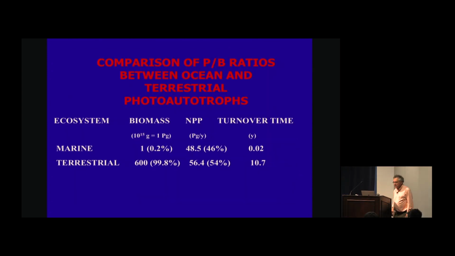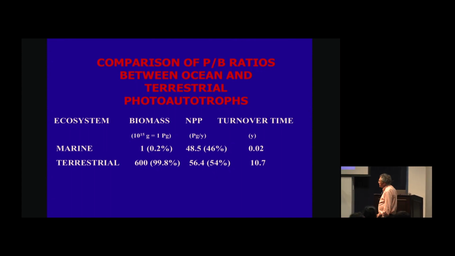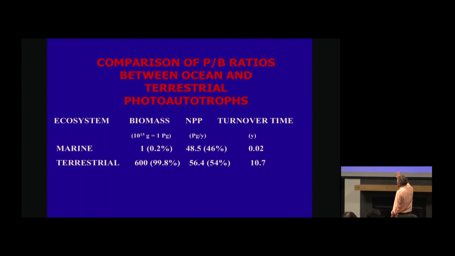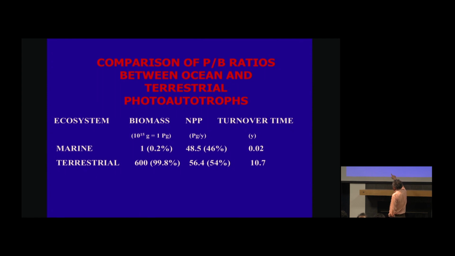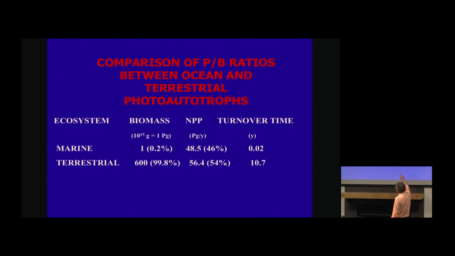Now, when we take a look at this, I'm just going to point this out, that the biomass of the ocean is only 0.2% of the total photosynthetic biomass on land. So you have 600 gigatons, or 10^15 grams (petagrams), the same thing, of carbon in terrestrial biomass and approximately one petagram in marine photosynthetic biomass. But look at the net productivity. The ocean produces about 46% of the planetary oxygen. The land produces about 54% of the oxygen.